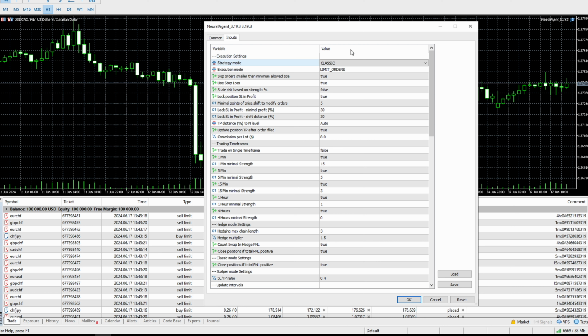But if you don't really know how to change this option and what to change, then just use the classic version. It already comes preloaded with all the configurations, so you don't need to change anything. You just need to use classic and that's it.